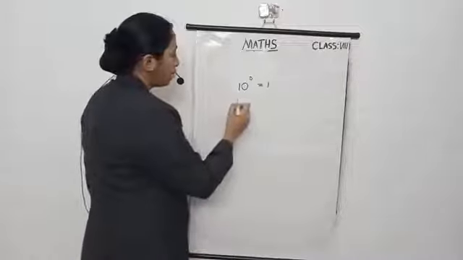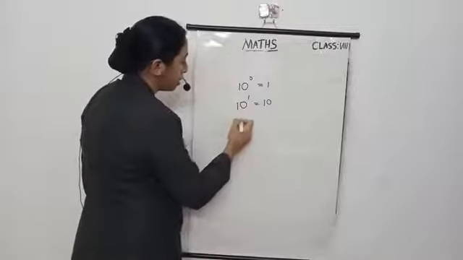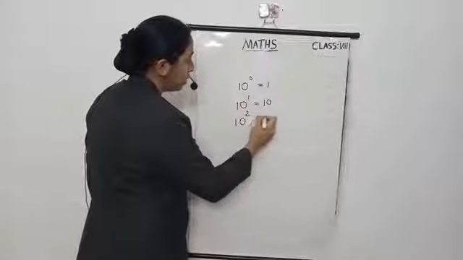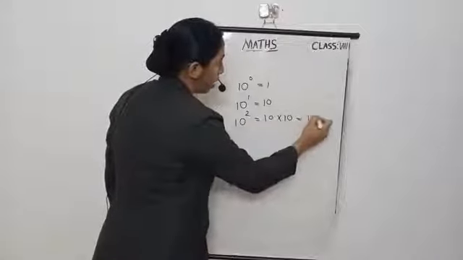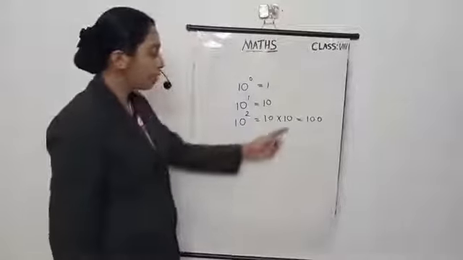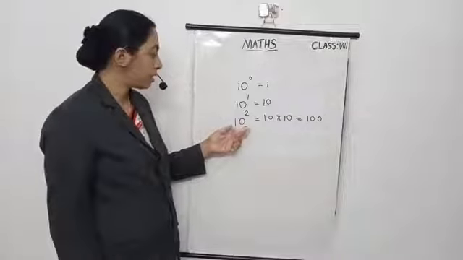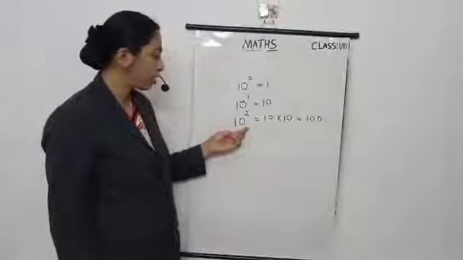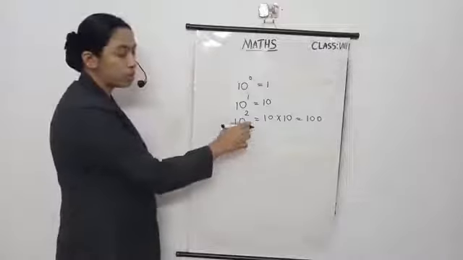Okay. Now 10 raised to 1 equals 10. Then 10 raised to 2 means 10 into 10, isn't it? Equal to 100. So 100 we can write as a power of exponents, 10 raised to 2. 10 is the base, 2 is the power.